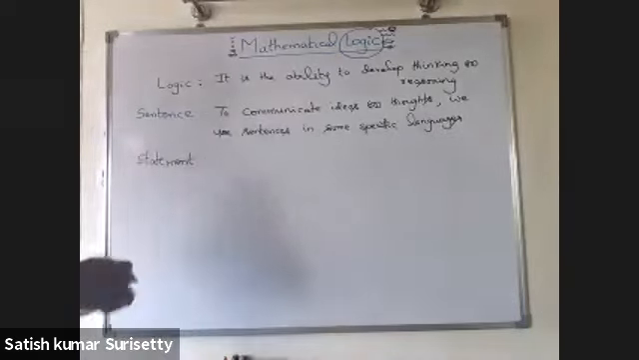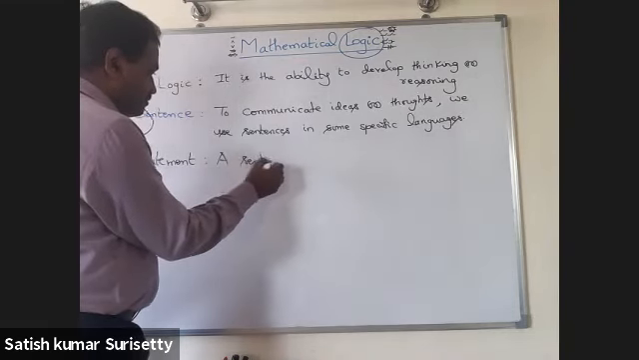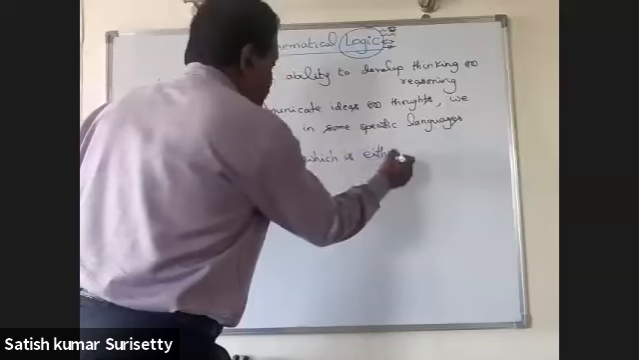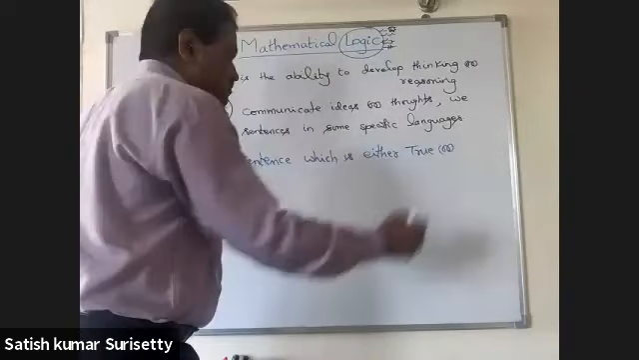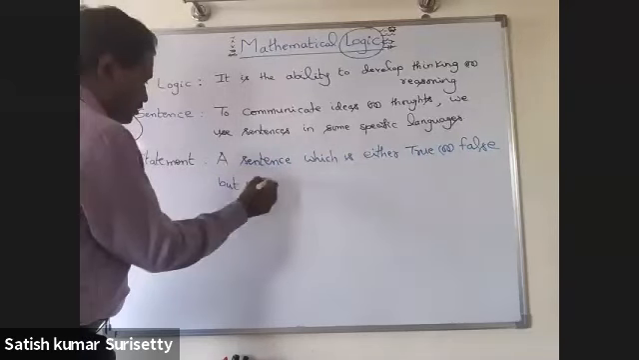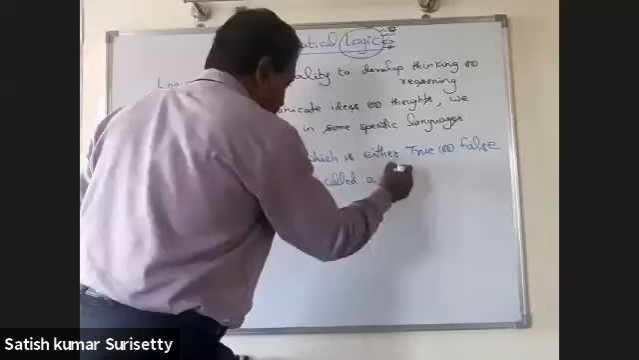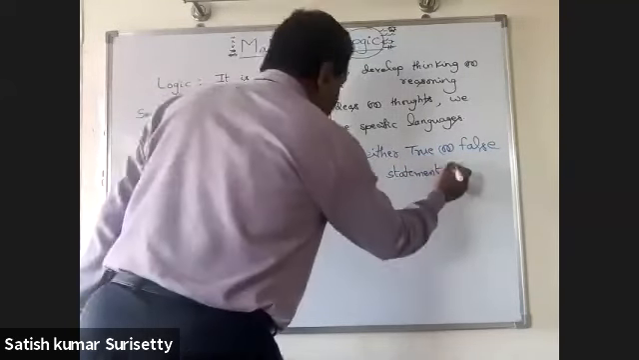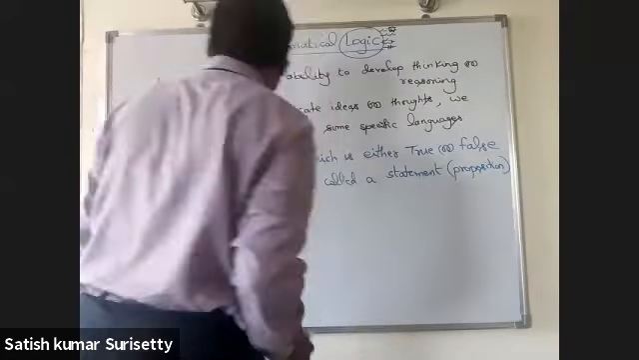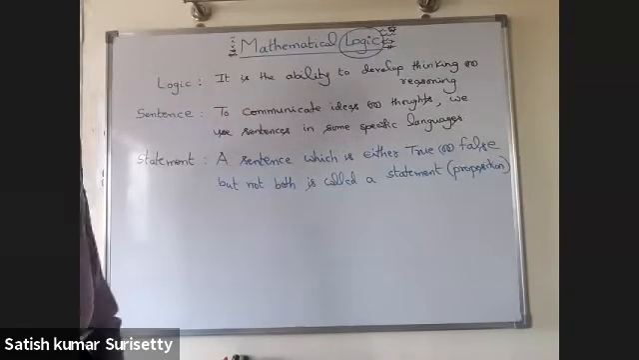Statement. A sentence which is either true or false but not both is called a statement. Another name for statement is proposition. A sentence which is either true or false, but not both, is called a statement or proposition.